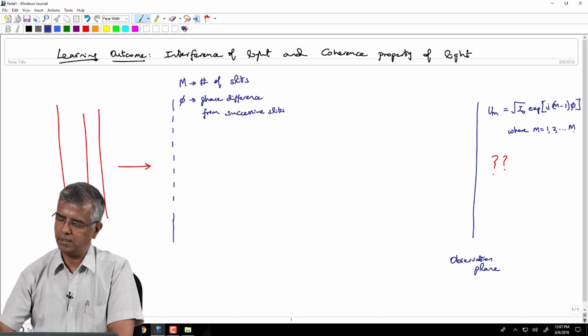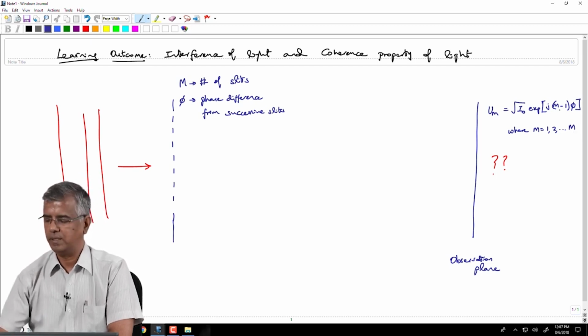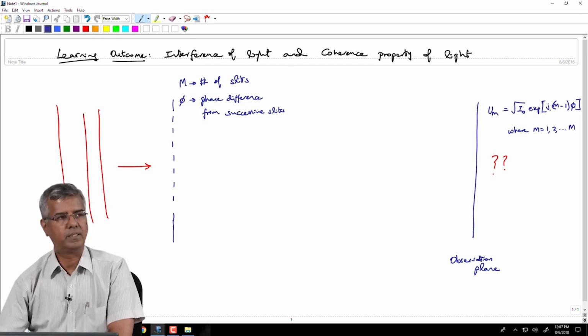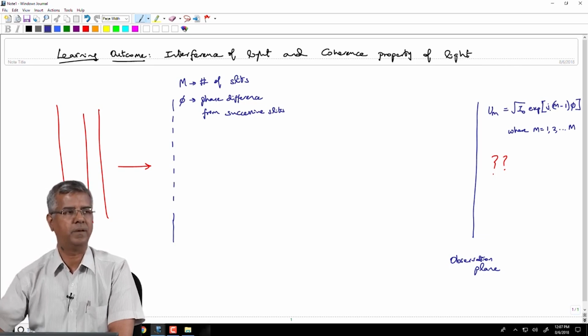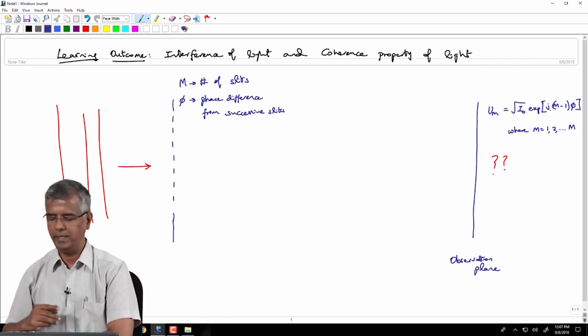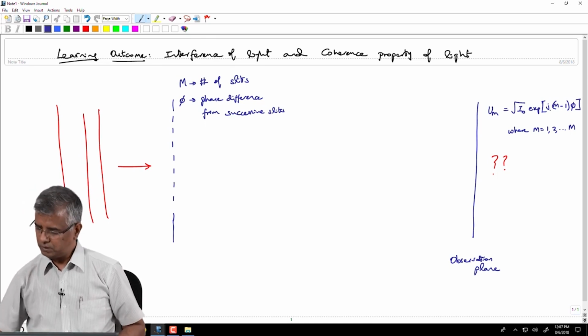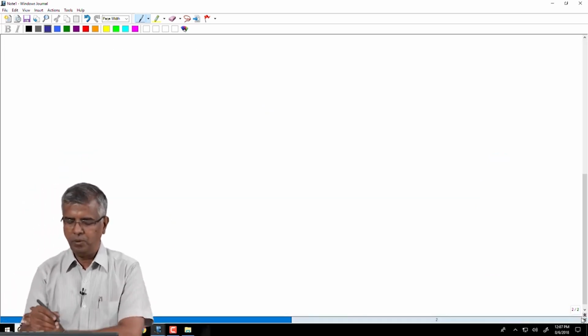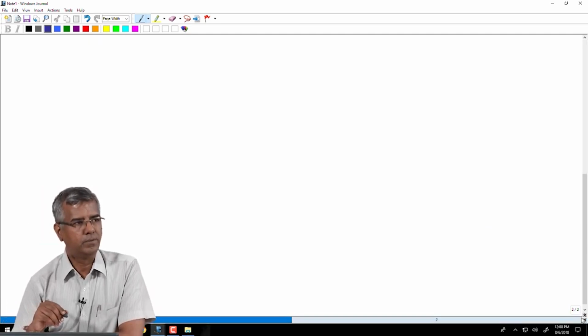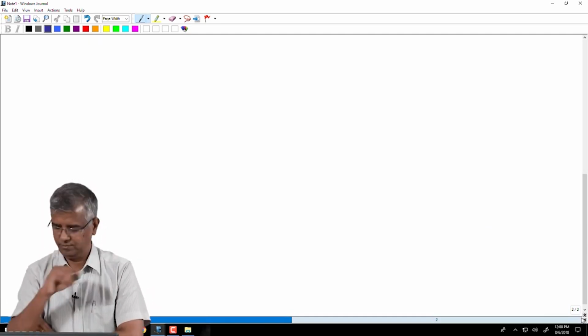So what we are saying is that if you take one of these slits as the reference that has, let us say, a phase of 0, then the next one would have accumulated a phase of phi. The next wavelet would have accumulated a phase of 2 phi and so on, right. So, if I am looking at the total, yes, there is a question.